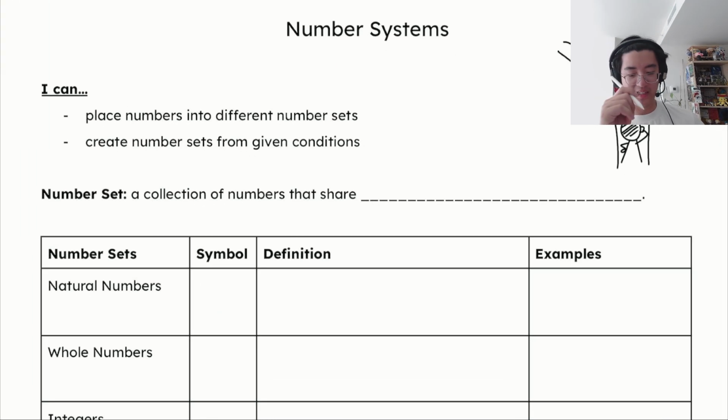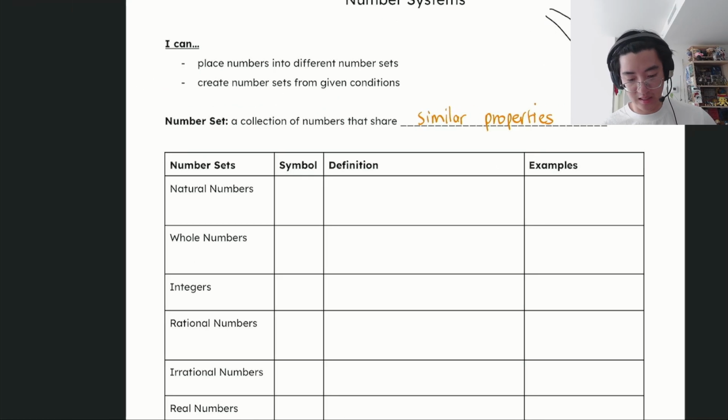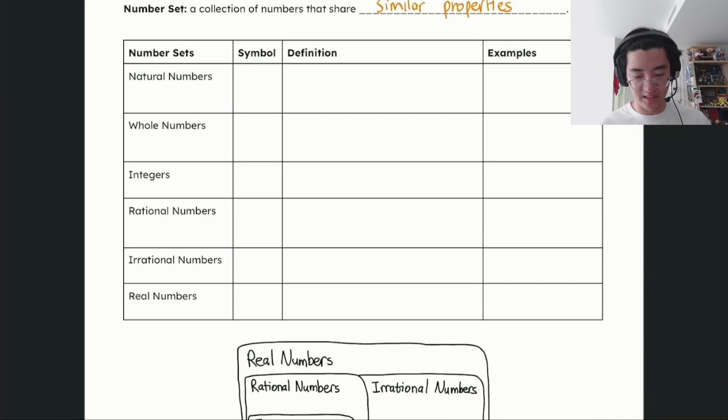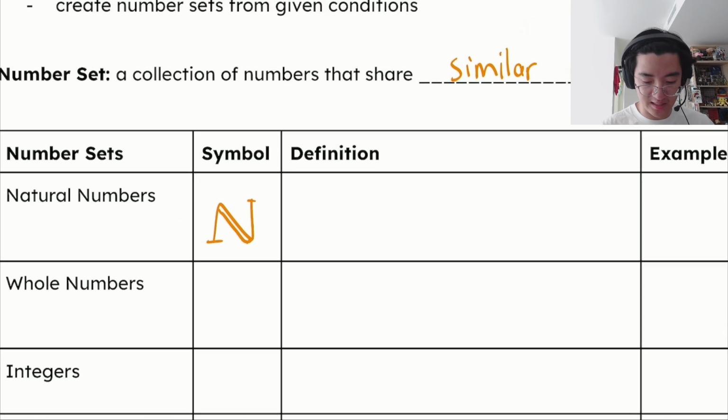Okay, so number sets. A number set is pretty much a collection of numbers that share similar properties. As you can see here, these are the main sets of numbers that we will encounter. First is the natural numbers. That's probably the one that's easiest to remember. We use this symbol here, an N with a little extra line. A natural number is what we refer to as a counting number.